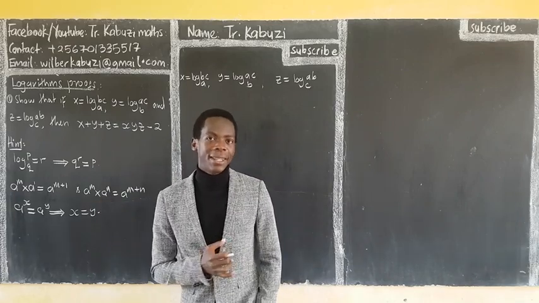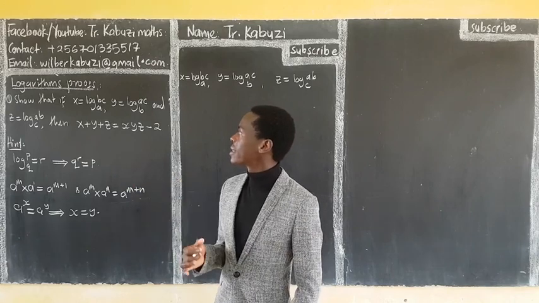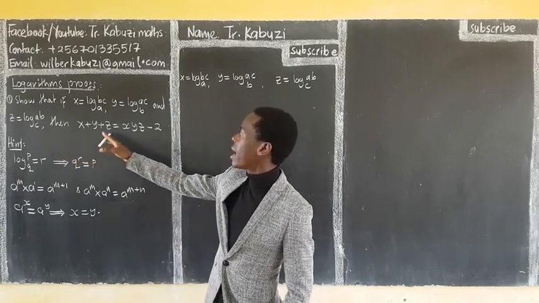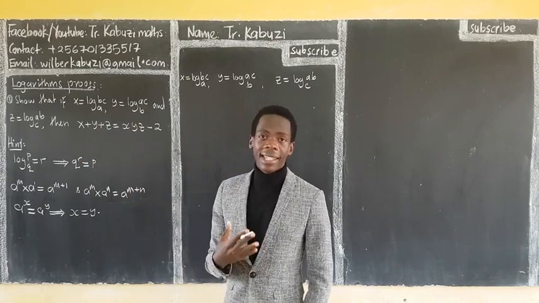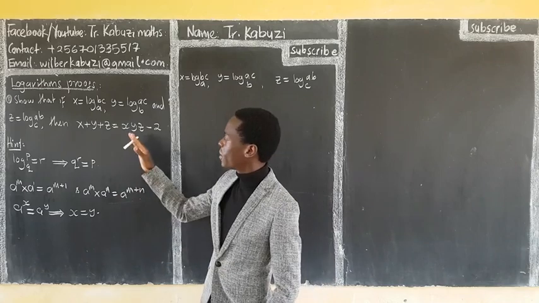Now, we have an interesting proof here. It says, show that if x is equal to this, and y is equal to this, then x plus y plus z is equal to this. I think it's a common proof. You have maybe seen it somewhere, so I'm going to handle it.